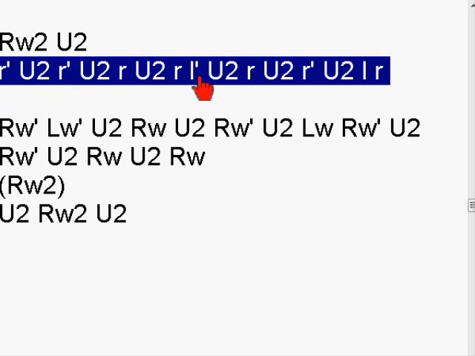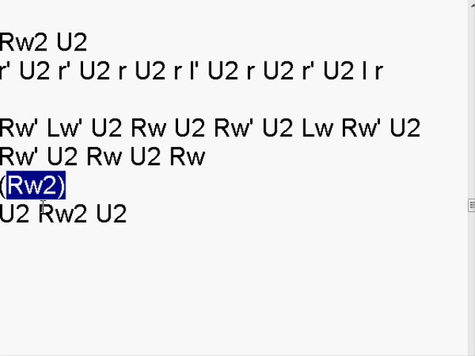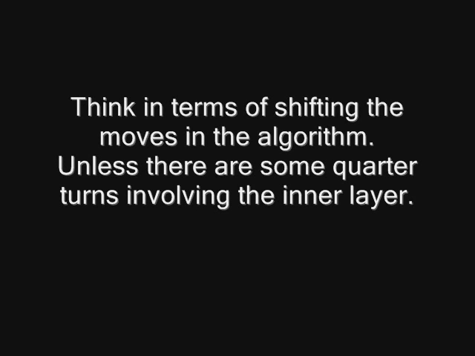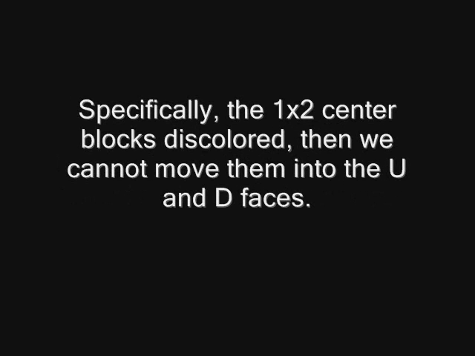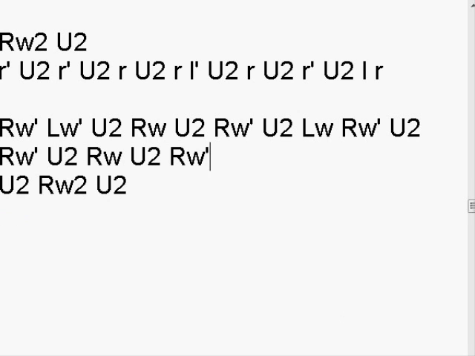If we were to delete all the inner layer slices from this piece and convert all these up until this point into outer turns, then we would have an algorithm in which the only wide turns we have would be double. It would be this one, and this one. But we need some single quarter wide turns to put the 1x2 center blocks in the top. So what we have to do, if we want to keep this algorithm brief, is to merge this RW2 with this one to have RW prime.